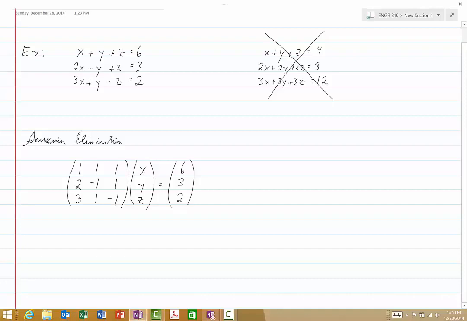Let's look at this and make sure you understand exactly what I'm saying here. This is a 3 by 3 matrix. And this is a 3 by 1 matrix, which is also called a column vector. And here's another 3 by 1 column vector. This is a known column vector. It's known because we know all the components of it. This is an unknown vector because the components of this vector are unknown variables that we're trying to solve for.